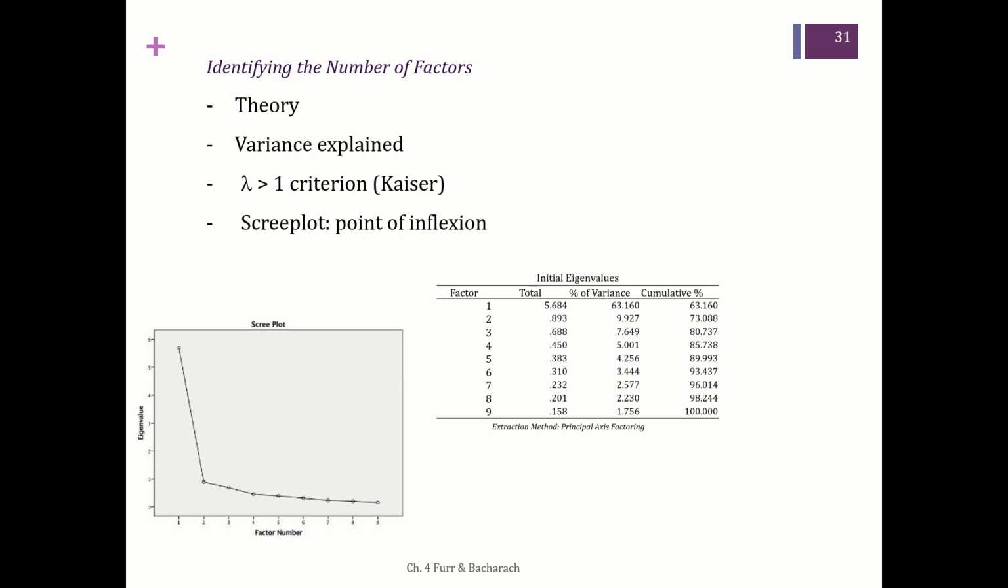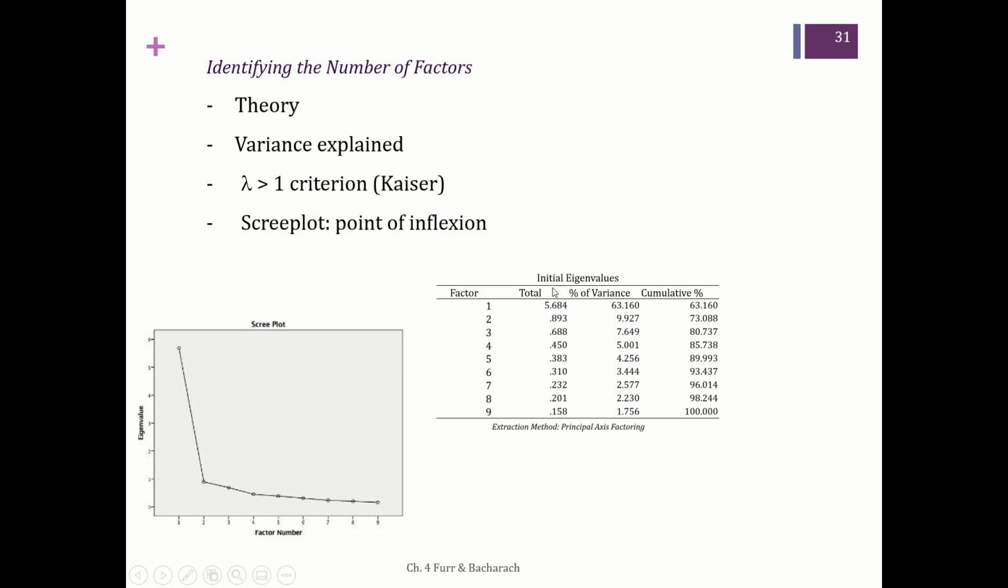The second way of checking how many factors you need to use is the so-called Kaiser criterion. It's the easiest one to use. It just looks at the eigenvalues themselves and says, as long as a factor has an eigenvalue larger than 1, include it. So that's looking at this column instead of the percentage of variance explained column.